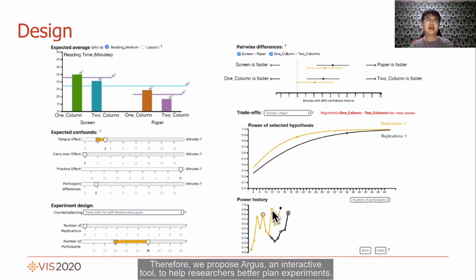Therefore, we propose Argus, an interactive tool to help researchers better plan experiments. Argus takes confounding effects into consideration, supports the exploration of multiple experimental scenarios, facilitates the understanding of the intertwined relation between power and parameters. Let's take a look at how we explore power analysis in Argus.